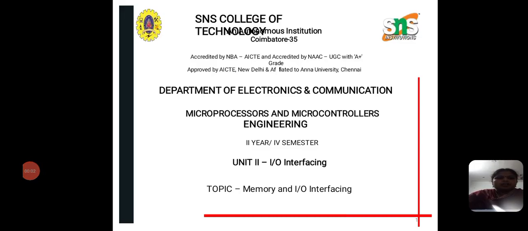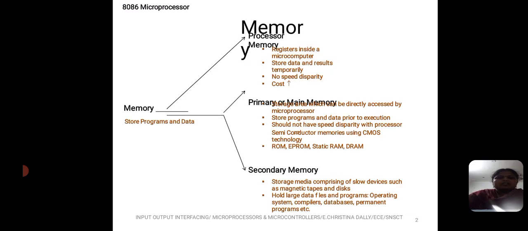Hi everyone. In this lecture series, we are going to see about I/O interfacing, that is, memory and I/O interfacing. What is the purpose of the memory? We are going to store the programs and the data. Regarding memory, we have the processor memory, the primary or main memory, and another one, the secondary memory.